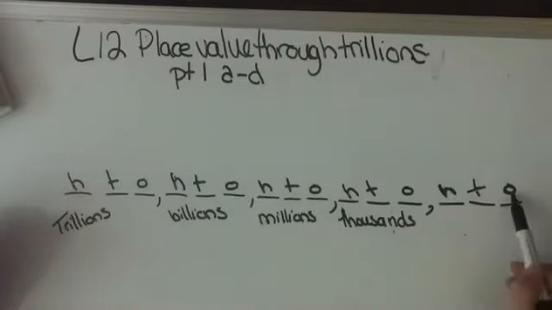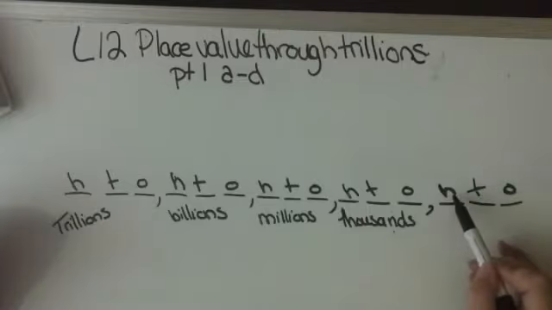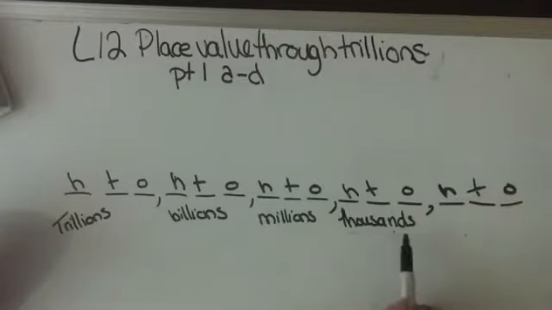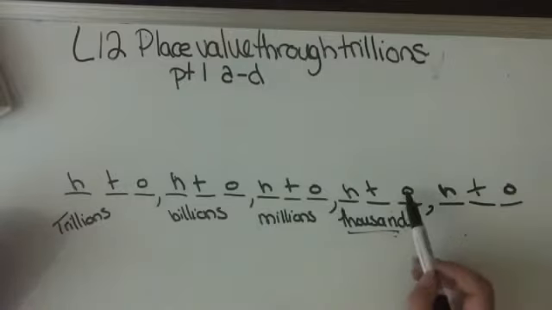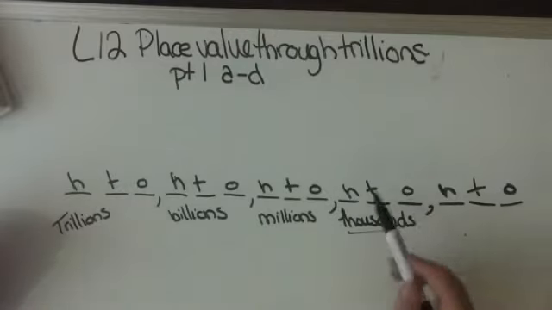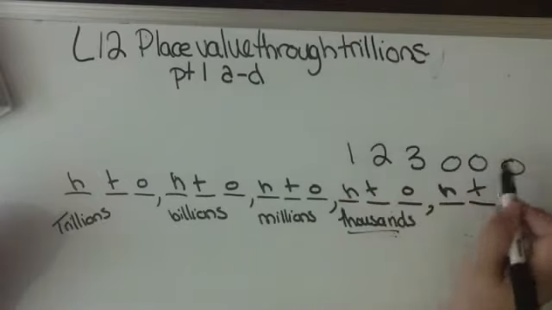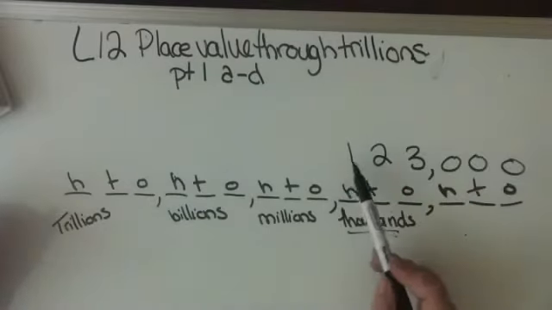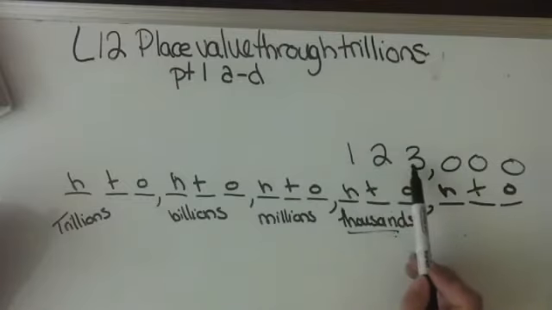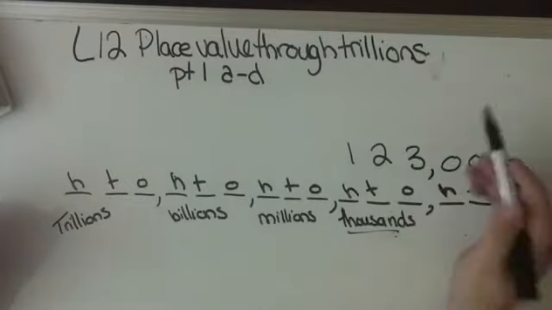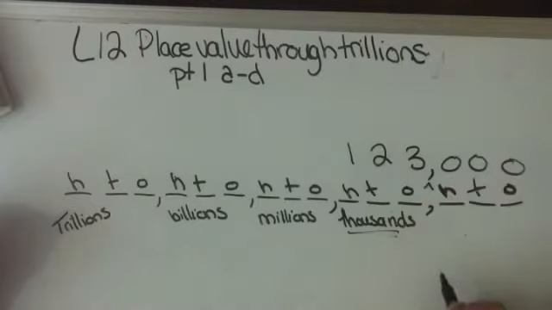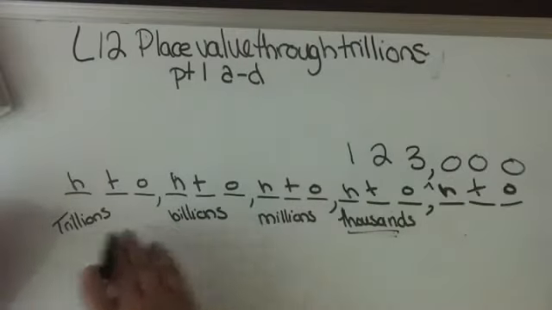When you're looking at place value through trillions, you're looking at something along these lines. We start with the ones column, the tens column, and the hundreds column. Then we go into the thousands. Within the thousands, there's ones, tens, and hundreds. Because if I had the number, I would have 123,000.